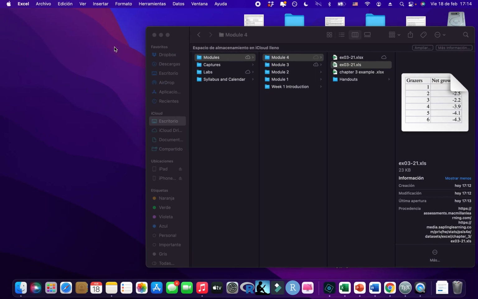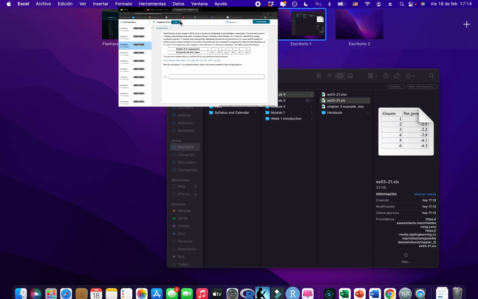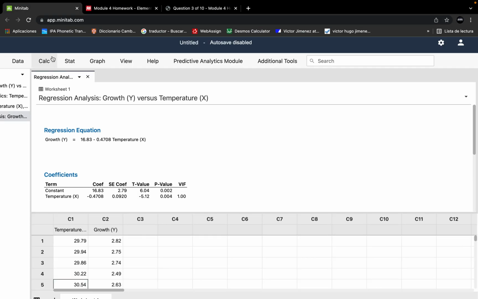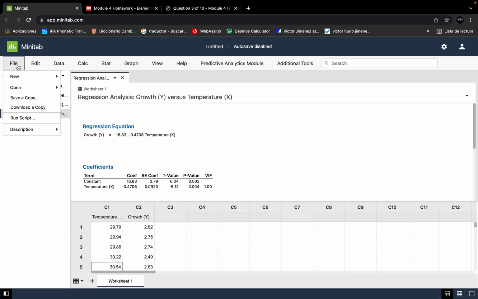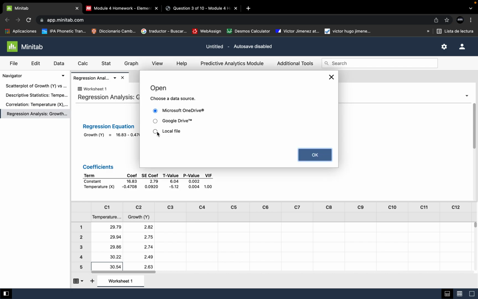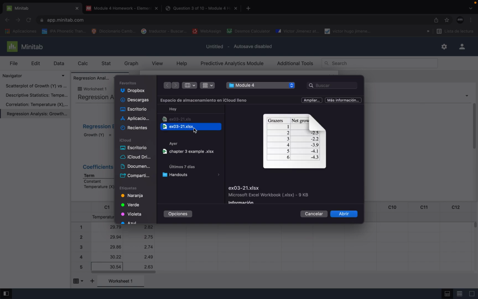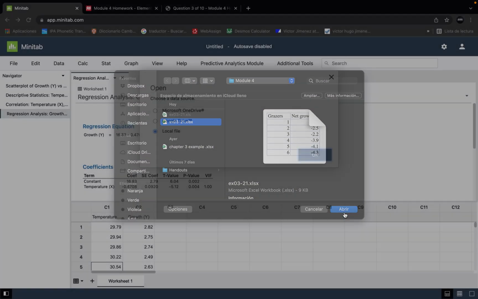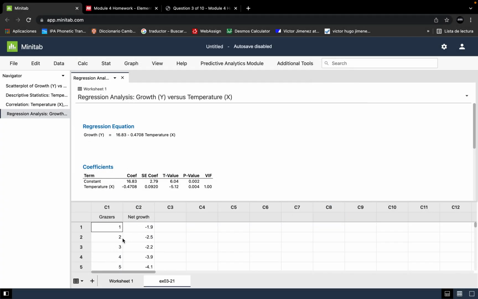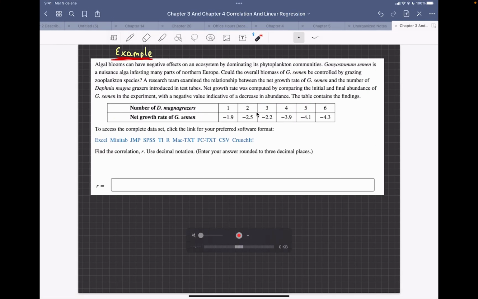I close this one and then I go to Minitab and I open the file. File, Open, Worksheet, Local File, and you see it gives me the option to open the file with the extension .xlsx. And I open it, and there you have it. See, 1, 2, 3, 4, 5 is the same as we have here. Yeah, the same. And here we have to find only the correlation coefficient.